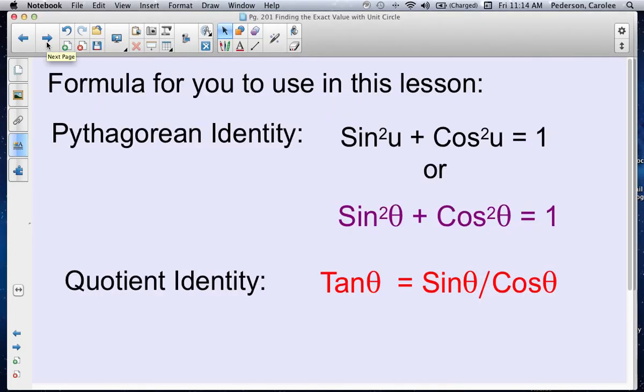Here are some formulas for you to remember. The Pythagorean identity is sine squared of theta plus cosine squared of theta equals 1. And then the quotient identity for the tangent, remember, is sine of theta over the cosine of theta.